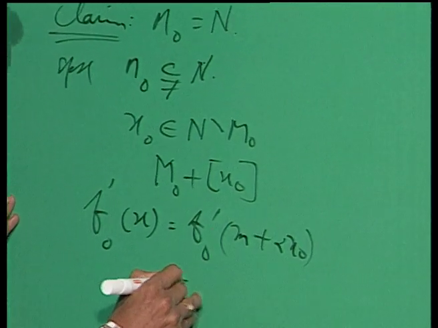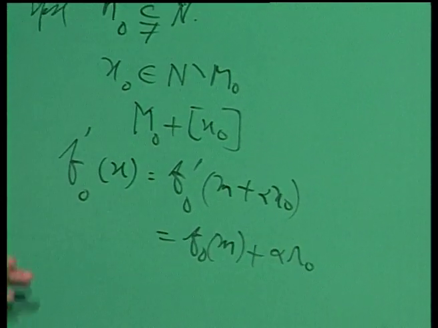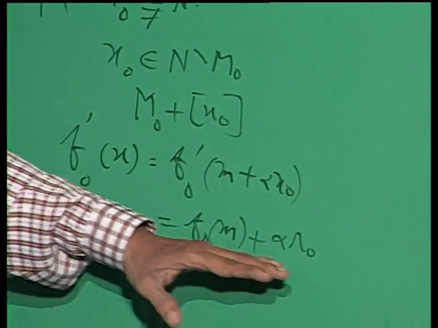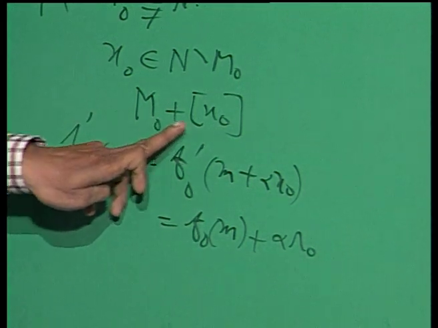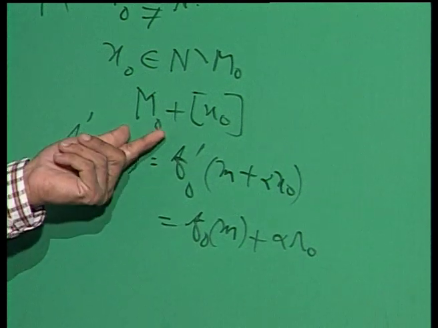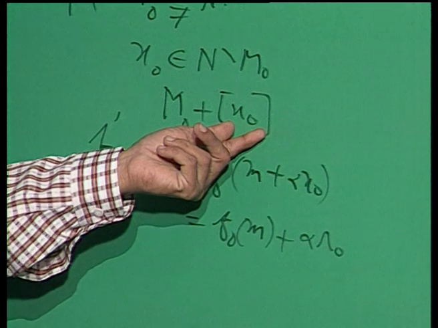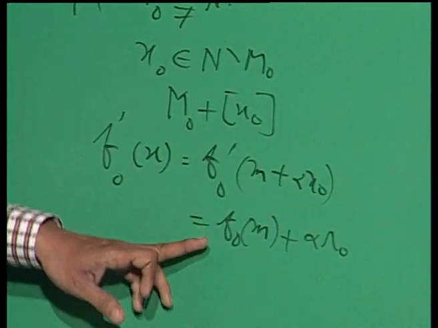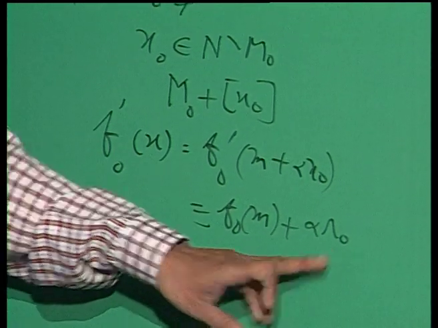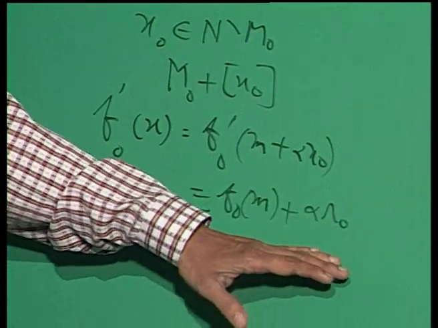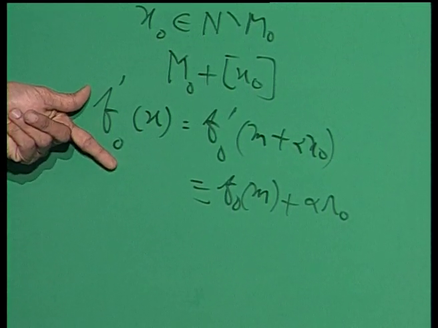This is defined as f naught dash of m plus alpha times x naught, where r naught is suitably chosen. Now, x belongs to the space generated by M naught and x naught. So it is of the form of an element small m coming from the space M naught plus a scalar multiple of x naught. Now, we define it to be f naught of m plus alpha times r naught, and we choose r naught properly. If we define it like this, one can see that this f naught dash becomes a linear functional.